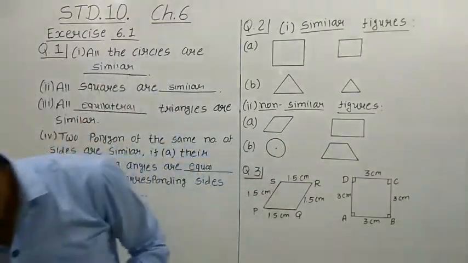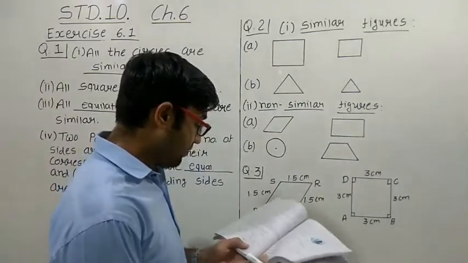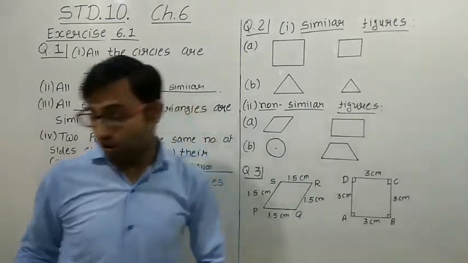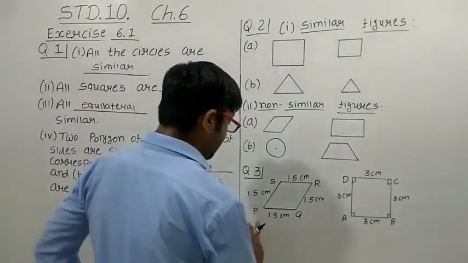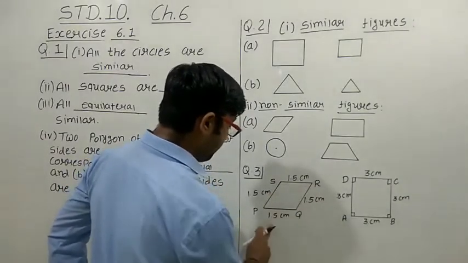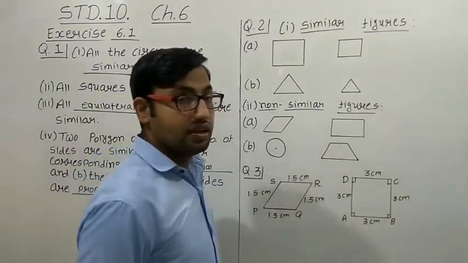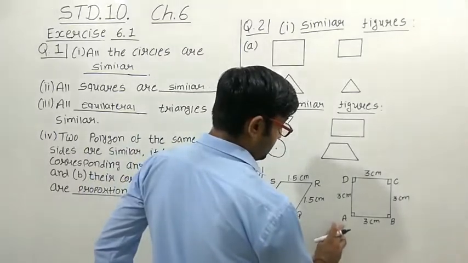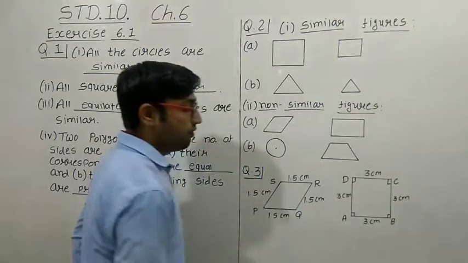Question number 3: state whether the following quadrilaterals are similar or not. Here we have been given two quadrilaterals. One is PQRS, in which all sides are equal, 1.5 centimeters each, so this is a rhombus. In the same way, the other is a square ABCD, in which all the sides are equal and all the angles are 90 degrees.